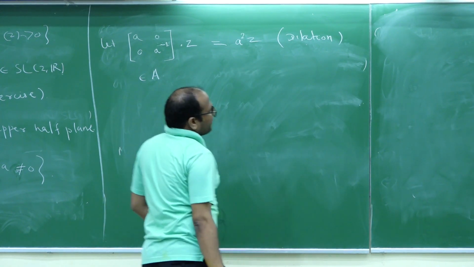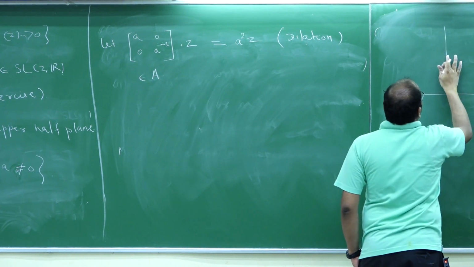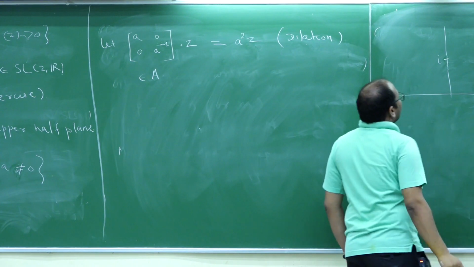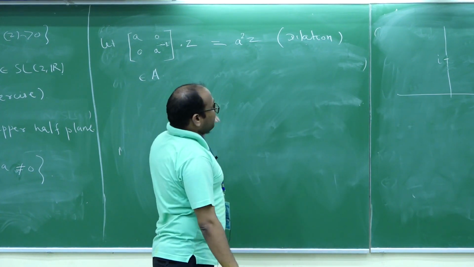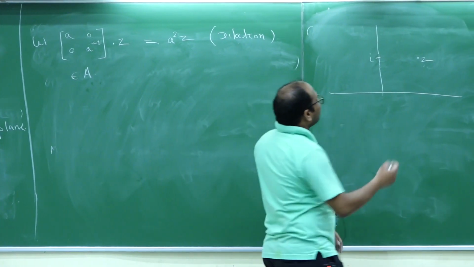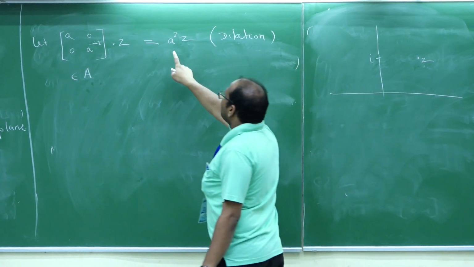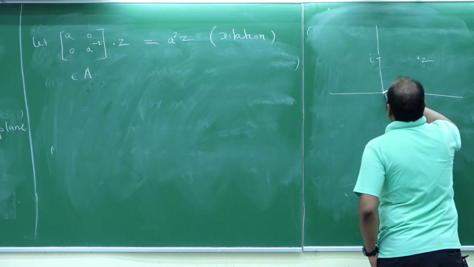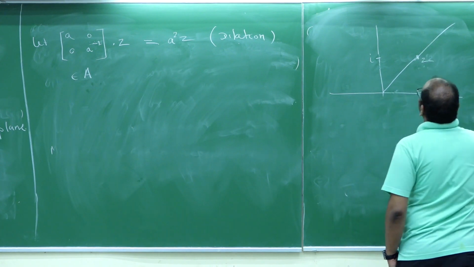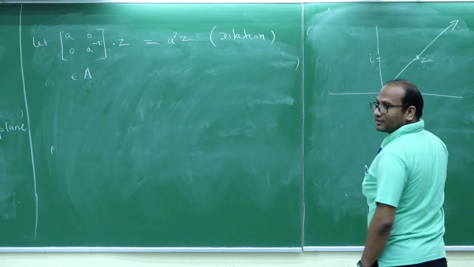So that means if you are putting this upper half plane picture, and this is my point Z. If you want to find what is the A orbit of Z, that means you have to apply every element of A to this point Z, and since this is really A squared Z, you will get the A orbit of Z, which will be just a ray that will pass through Z, and it will start from 0. Is it clear?